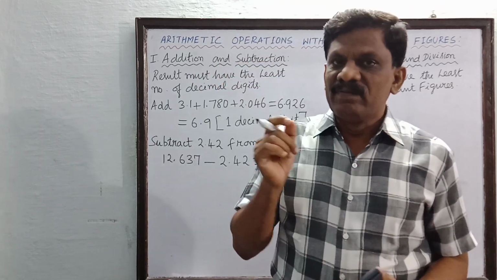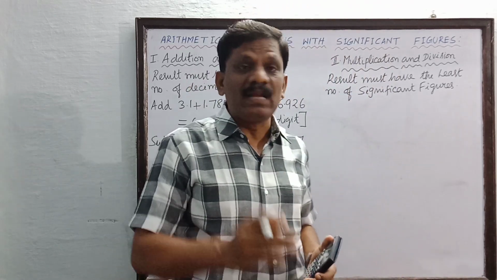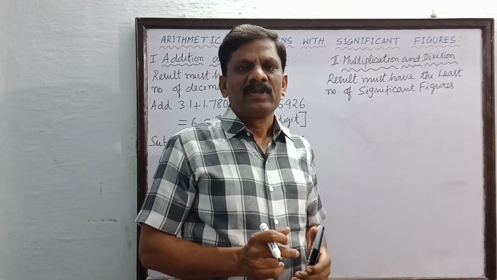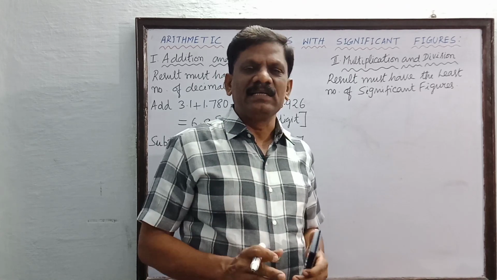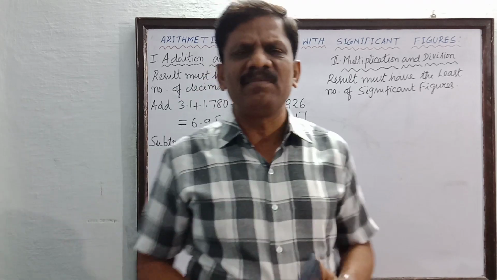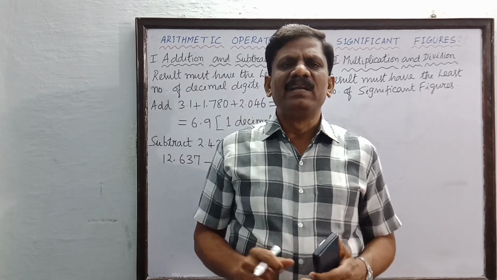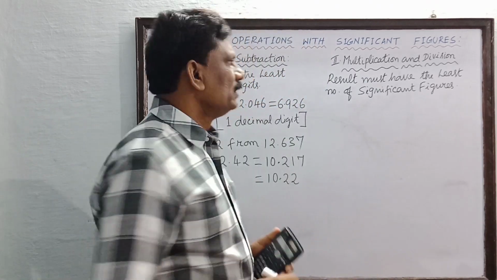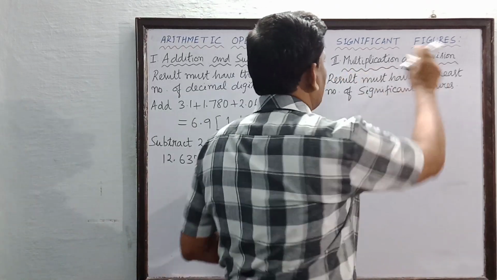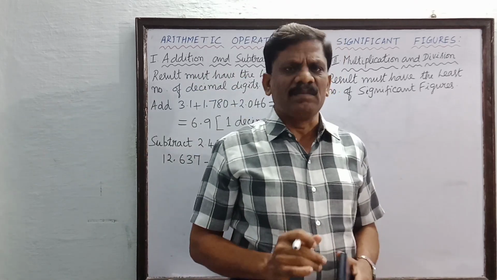So whenever you do the arithmetic operation, namely addition and subtraction, you have to see that the result contains the minimum number of decimal digits of the given numbers which are added or subtracted. Now the rule for multiplication and division is different from that of addition and subtraction.